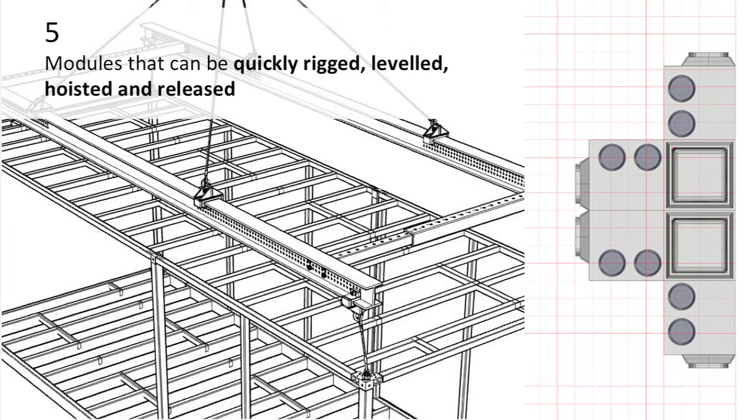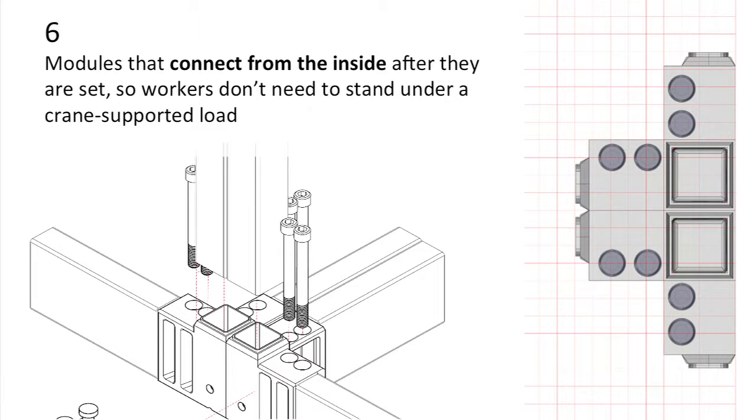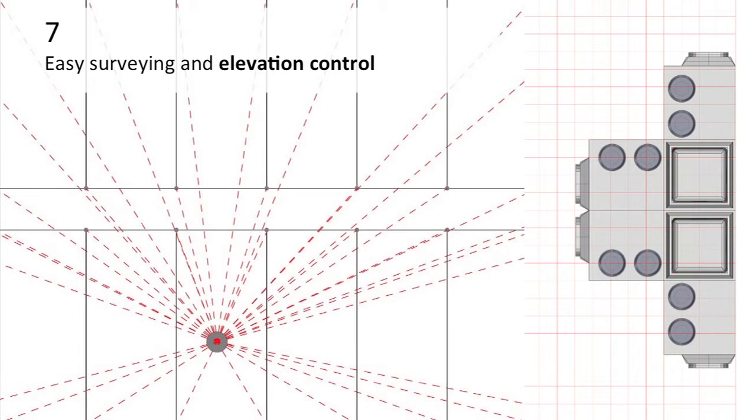You've got to be able to rig, level, hoist, and release the modules quickly. You've got to be able to connect them from inside, so folks aren't having to meander around on the outside and use swing stages and everything. And this really, by the way, once you get past 7 floors, obviously you're not using cherry pickers from the ground. Easy surveying and elevation control.